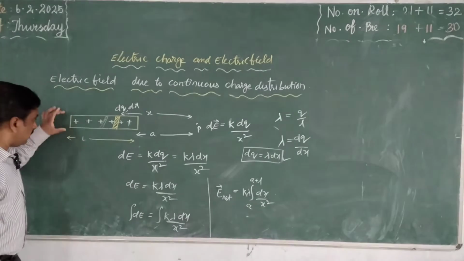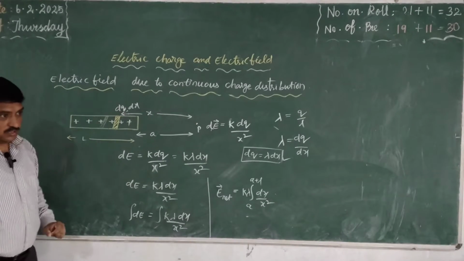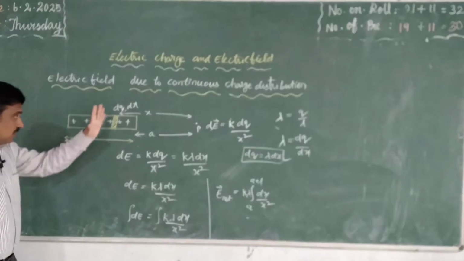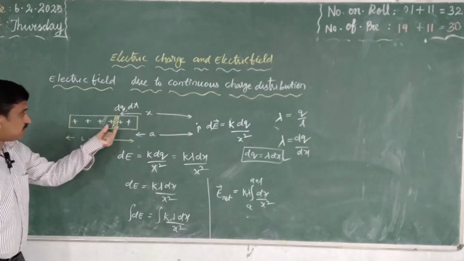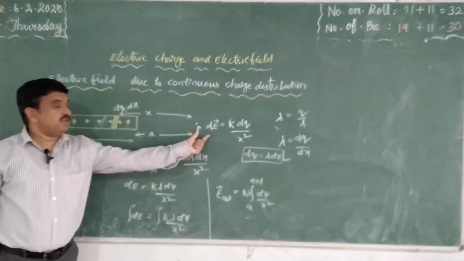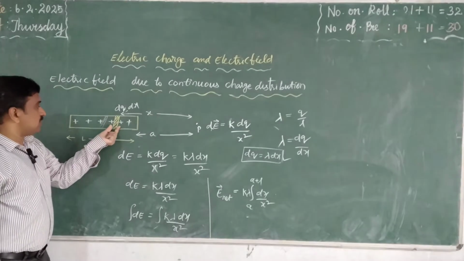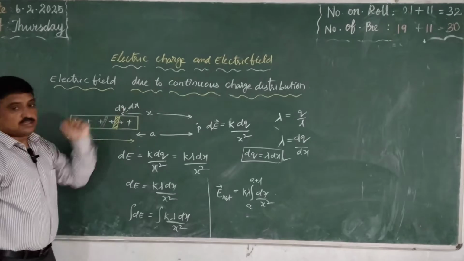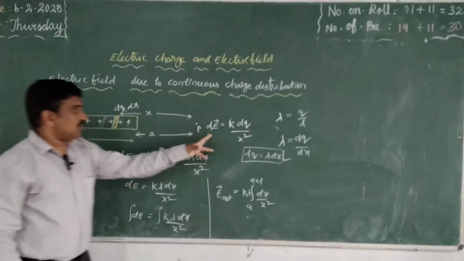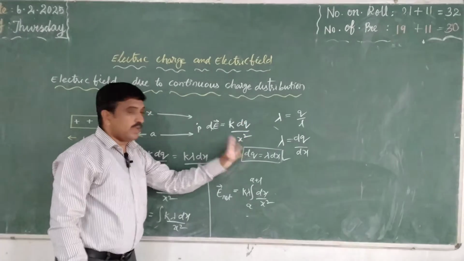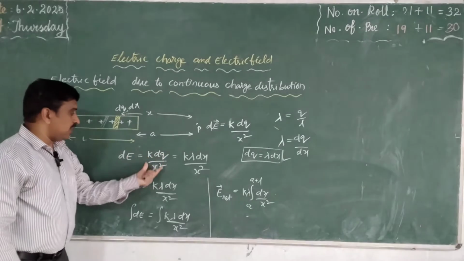Understood at this point? Once this is the extended object, we cut small parts. For that small part, we find the electric field. The distance here is x, this charge is dq, and the length is dx. So dE equals k dq by x square.